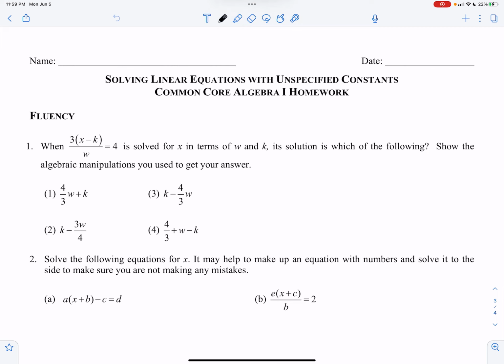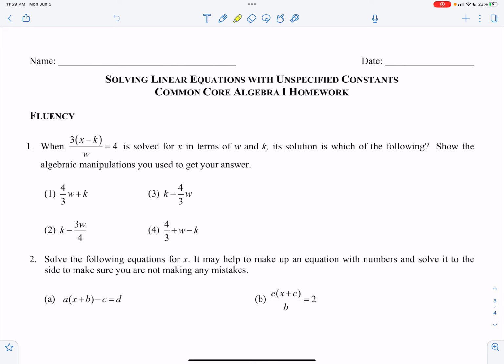Today we're going to look at Unit 1, Lesson 5, Solving Linear Equations with Unspecified Constants. Please remember to pause or rewind the video as needed.